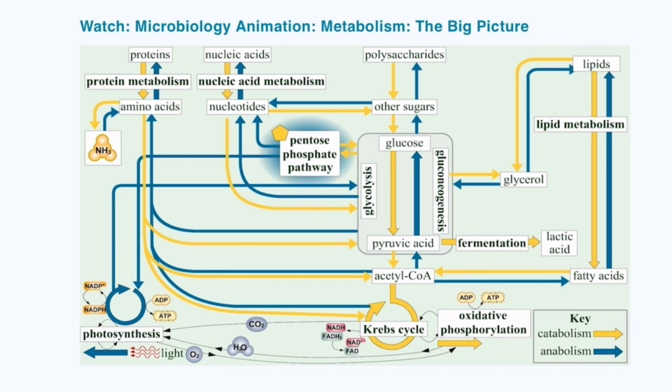The pentose phosphate pathway uses an intermediate from glycolysis to produce 5-carbon sugars called pentoses. These pentoses are then useful in the synthesis of nucleotides. Photosynthesis is primarily an anabolic reaction, using light as an energy source to build complex molecules like glucose from carbon dioxide.